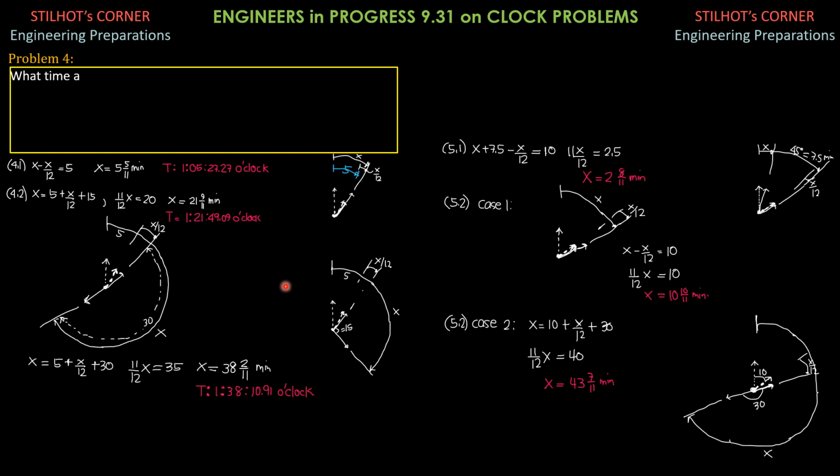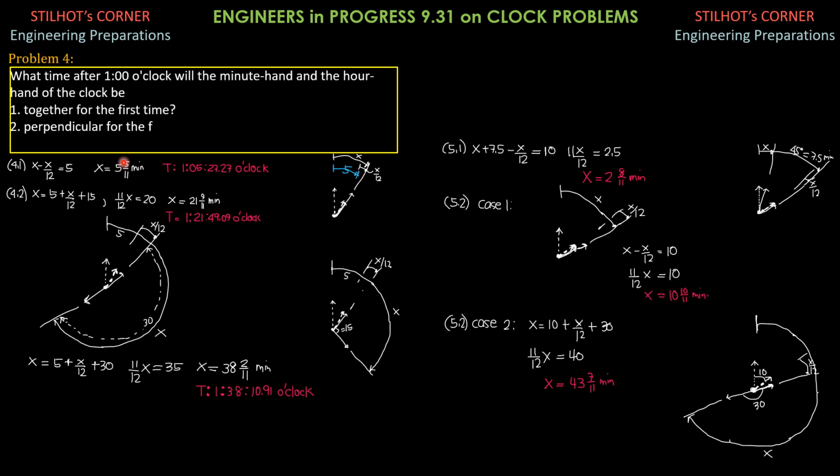So problem 4: what time after 1 o'clock will the minute hand and the hour hand of the clock be together for the first time? Then perpendicular for the first time. Then in a straight line but in opposite directions for the first time.